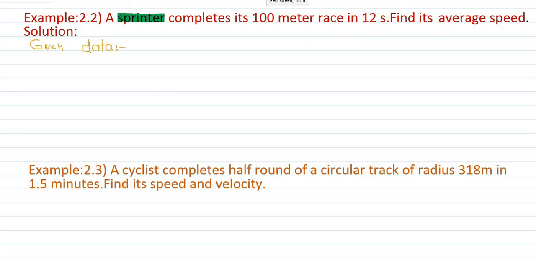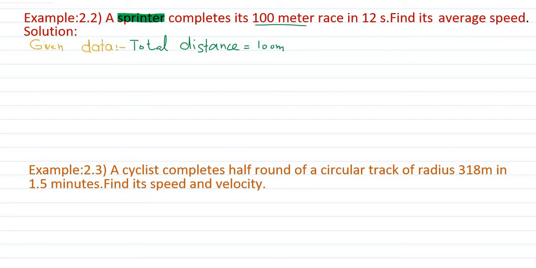So in this question, first of all we write the given data. You can see here the given data is distance, that is 100 meter. So here we can write total distance is equal to 100 meter. There are marks for this given data, so you cannot solve these types of numericals or examples directly by putting formulas. First of all, you have to write the given data because there is 1 mark in exams for the given data.